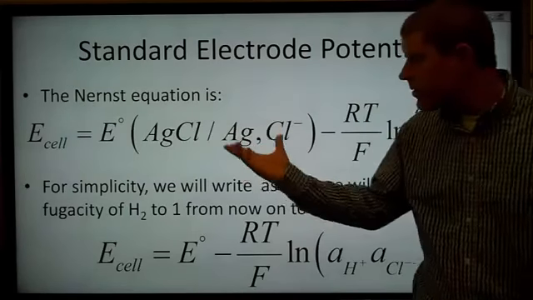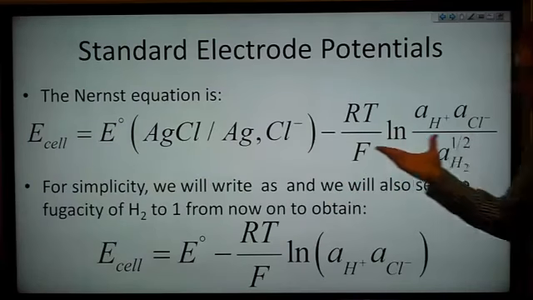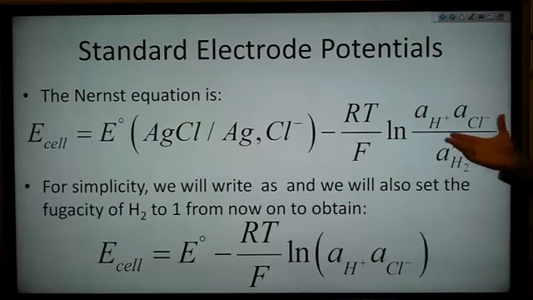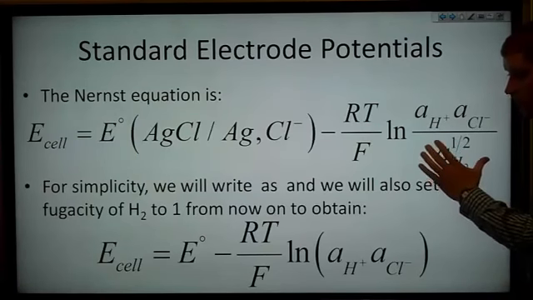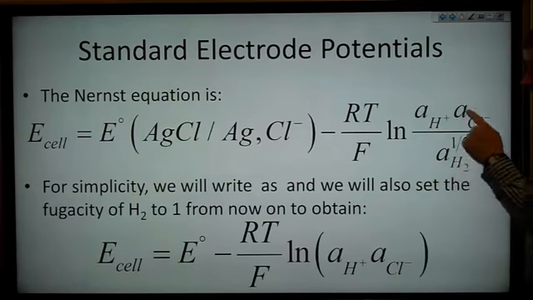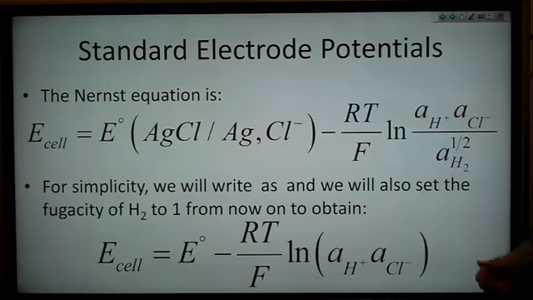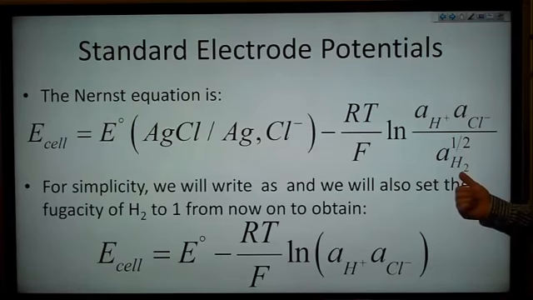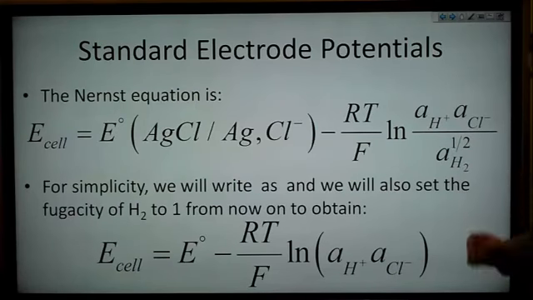That now turns our Nernst equation into this. Note over here on the right side, we've replaced our value of Q. So instead of natural log of Q, we've got this fraction. We have the activity of hydrogen ion times the activity of chloride ion divided by the activity of hydrogen. And note that hydrogen gas is raised to a power of 1/2, so we're taking the square root here.